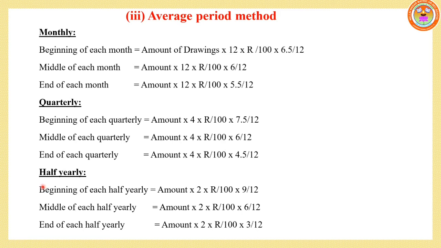Then half yearly. If he has withdrawn half yearly, it means yearly twice he has withdrawn. So for the beginning of each half year, amount into 2, twice he has withdrawn, so we have to multiply by 2.